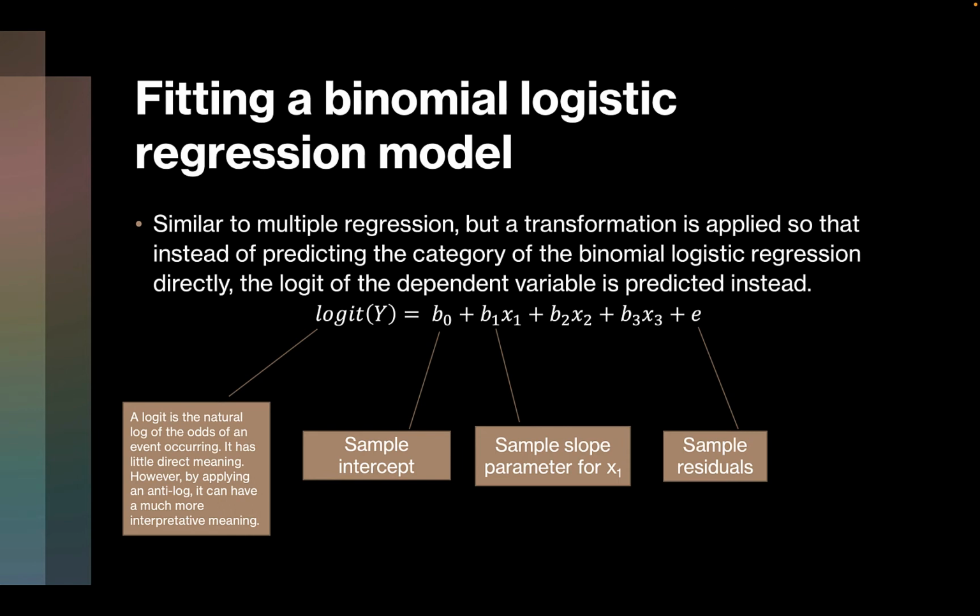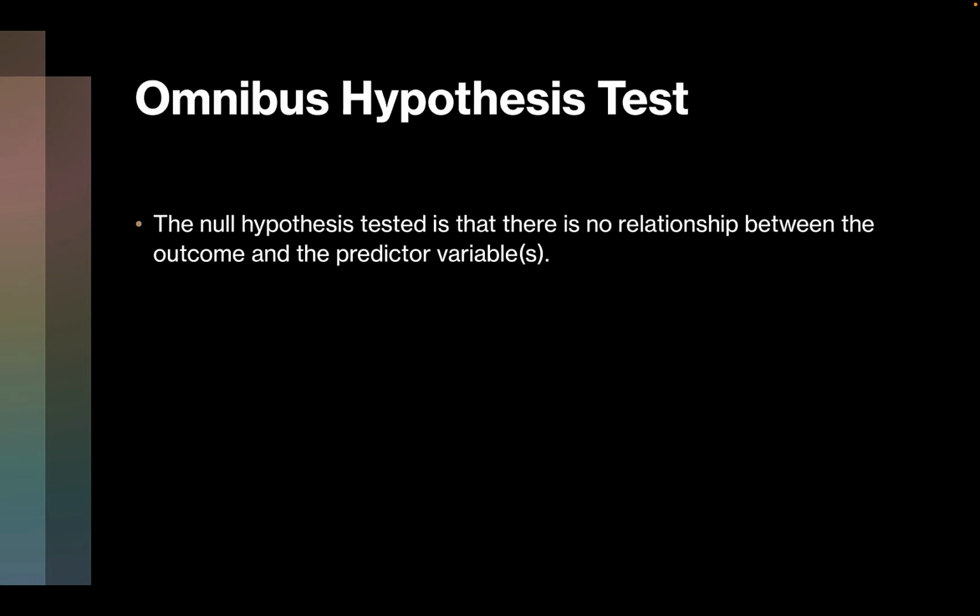So the slopes that actually come out in the output don't have much meaning. They don't allow us much direct interpretation. And so what we do is we apply an anti-log or an exponential. We exponentiate the slopes to get to the odds ratios, all right? And this allows us to have a more interpretive meaning of these numbers.